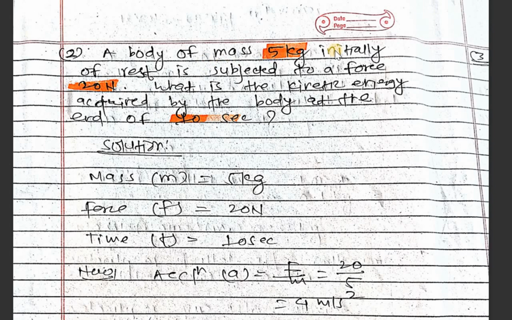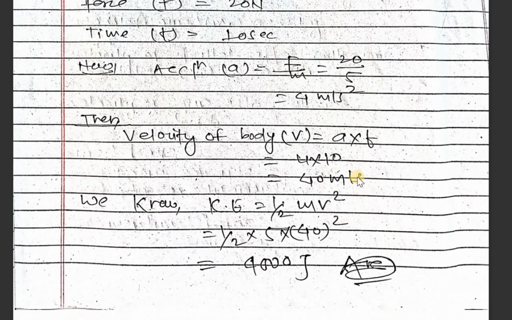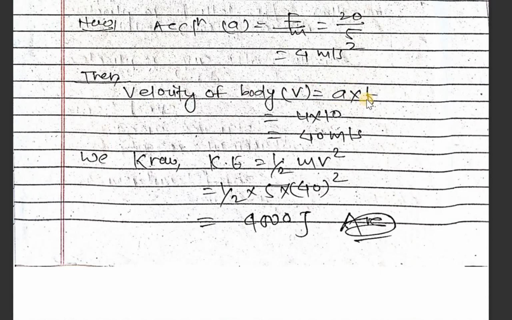And the next problem is: a body of mass 5 kg initially at rest is subjected to a force of 20 Newton. What is the kinetic energy acquired by the body at the end of 10 seconds? Mass given 5 kg, force 20 Newton, time 10 seconds. We know acceleration equal to force by mass. F equal to ma, so a equal to F by m, that is 20 by 5, 4 meter per second square.